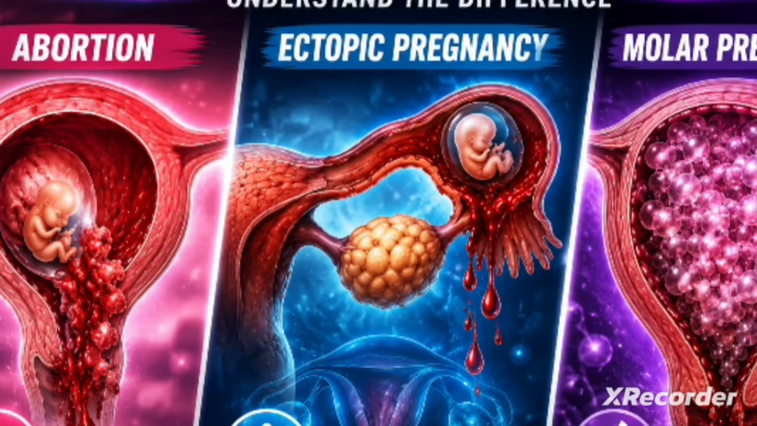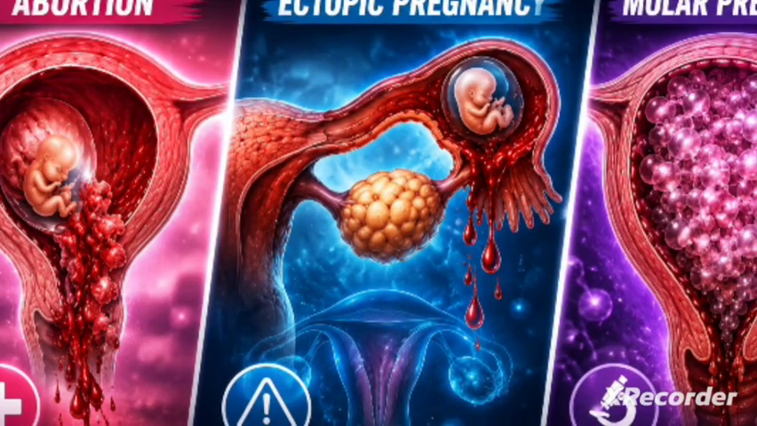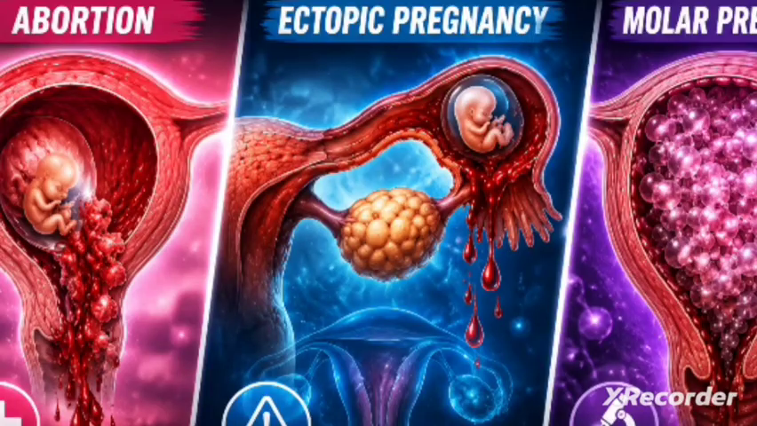Regarding types of abortion, we have what we call threatened abortion and inevitable abortion. These involve retained products of conception. In threatened abortion, the cervix is closed, but in inevitable abortion, the cervix is open and the products of conception are still there in the uterus.